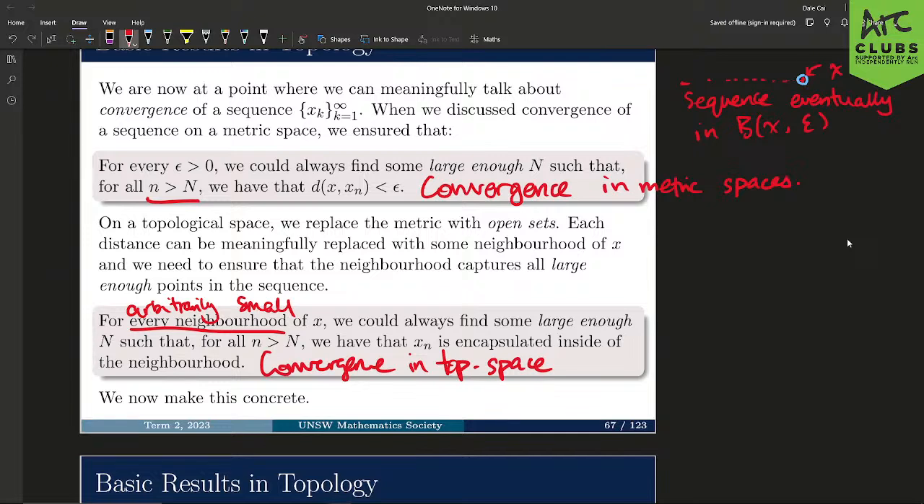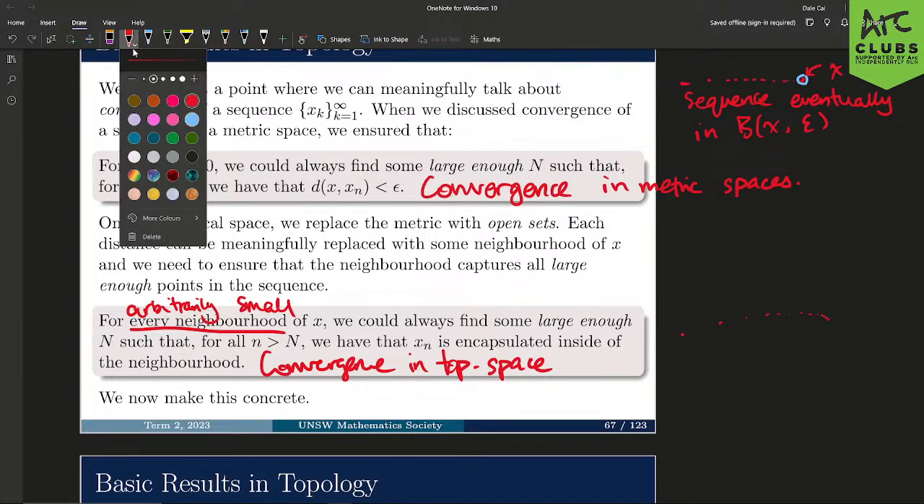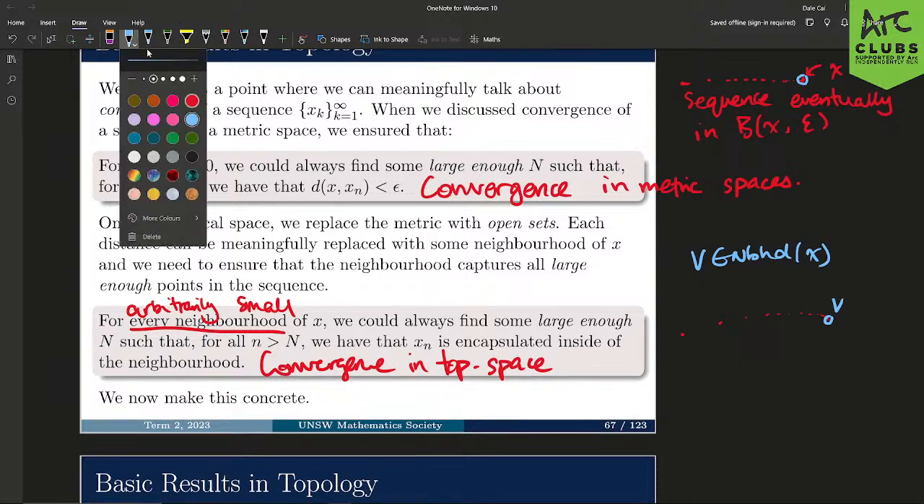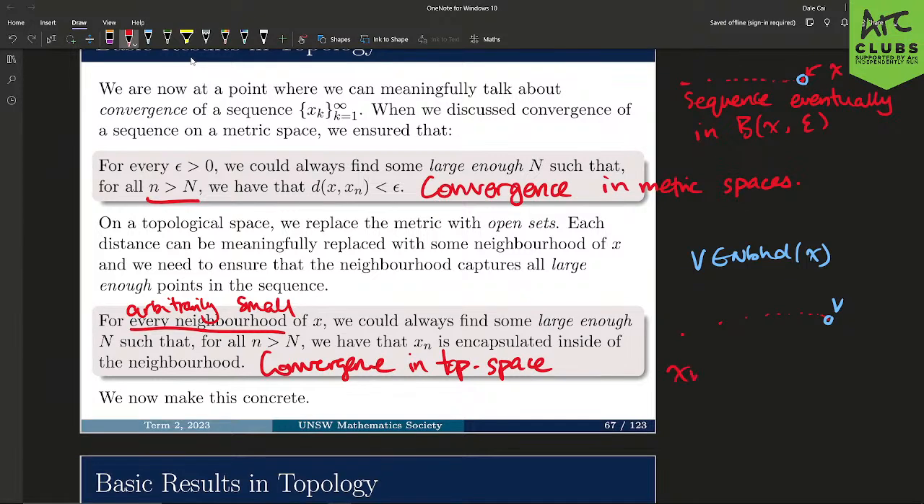So that means, just like before, but instead of using a ball right now, we're just using any neighborhood, and that means the neighborhood can be as small as you want. Then x_n is eventually in V. So there's an N such that for all n greater than N, x_n is inside the neighborhood.